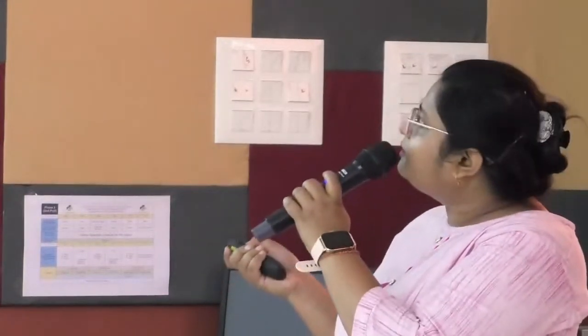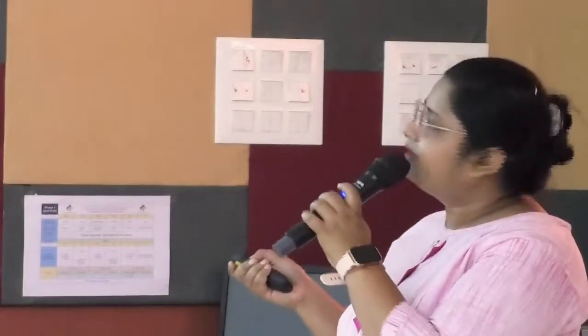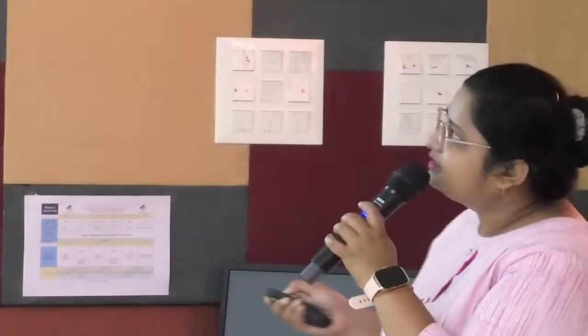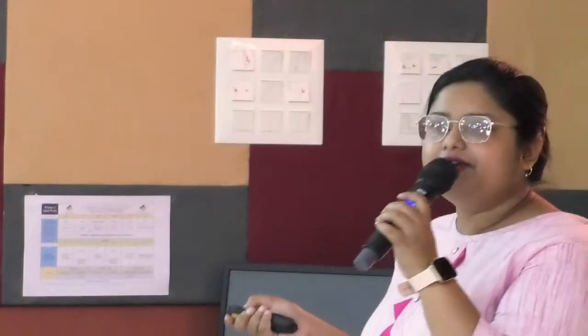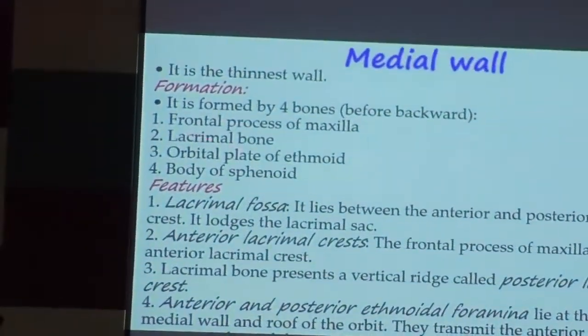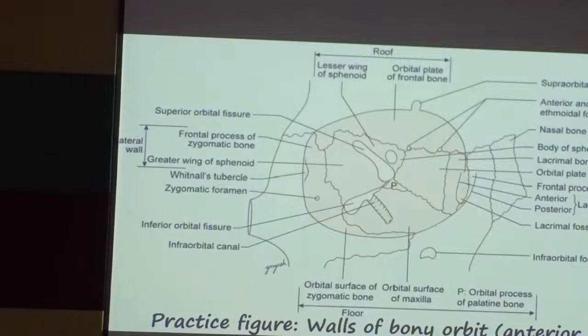Then the base is called the orbital margin. Okay, which you can see. This quadrangular orbital margin is forming the base. How is it formed? It is formed by these bones: frontal bone, anterior lacrimal crest of maxilla, body of the maxilla, and zygomatic bone. So these different parts are formed by different bones. Now the medial wall. It is the thinnest wall. It is formed by, see here, this is a schematic presentation. See, this is the apex and this margin is the base.